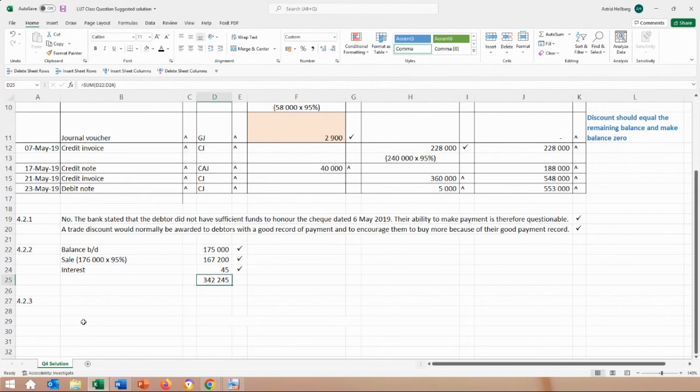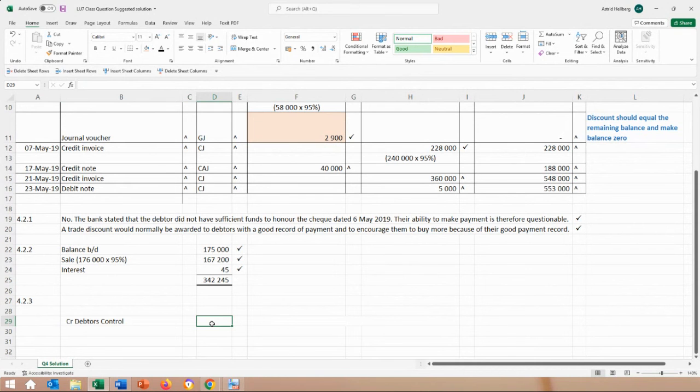Okay, so the first entry, and this is the easiest one, we are going to credit debtors control. Okay, so Tatu is asking why we are crediting debtors control. Now remember Tatu, debtors is an asset and we increase an asset on the debit side. Now to decrease an asset, we need to credit it. So that's why we're crediting debtors control.